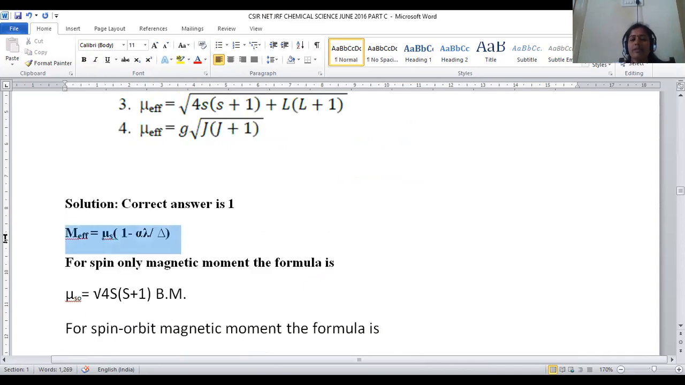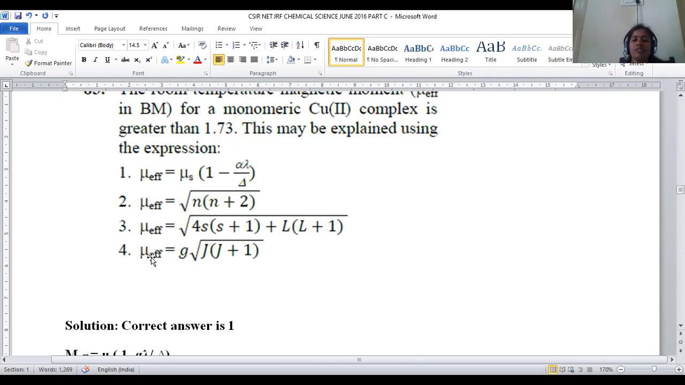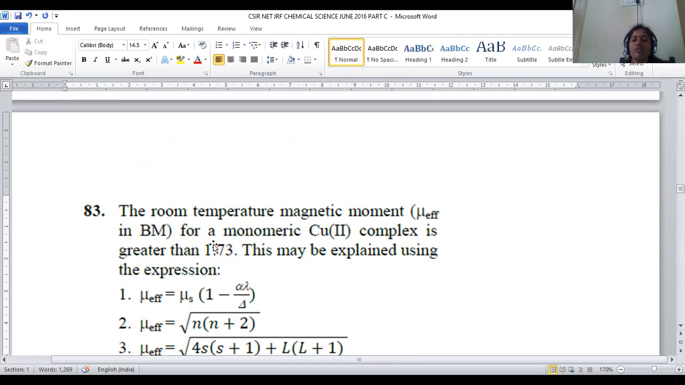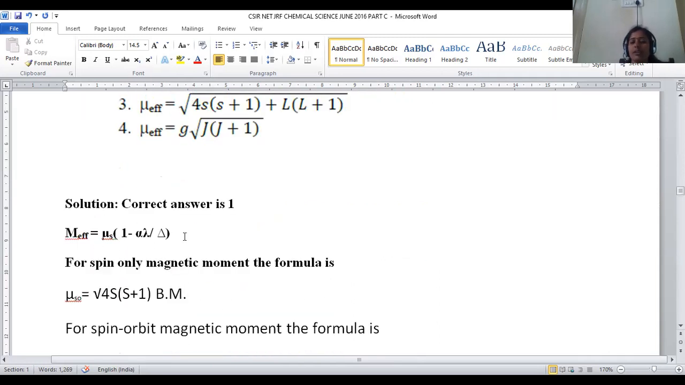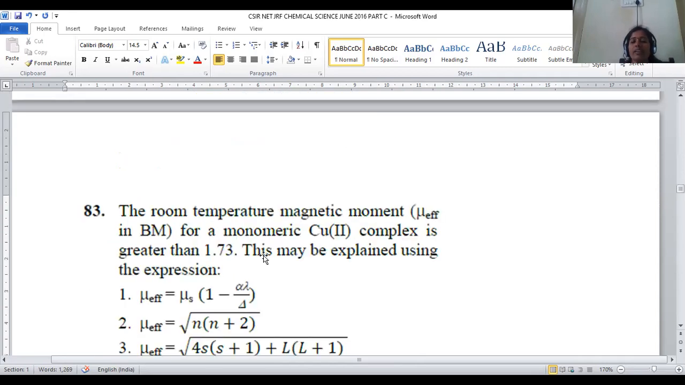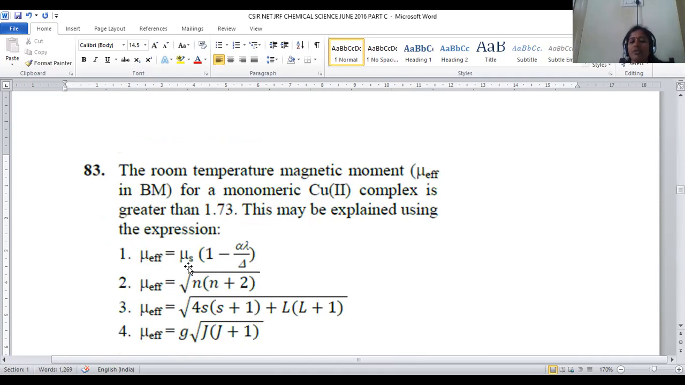But exceptionally, in some other cases, there is a deviation from the spin-only formula, so that mu effective becomes mu S into 1 plus alpha lambda by delta. So something is multiplied with mu S. That's the reason why the spin-only value will be 1.73. For copper plus 2, it will be more than 1.73 because we are multiplying mu S with some other value, right? That's why it will be greater. This is purely explained by the formula mu effective is equal to mu S into 1 minus alpha lambda by delta.